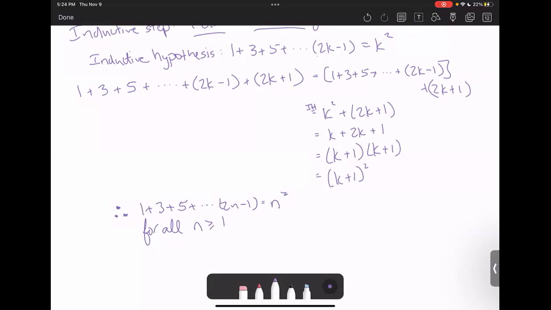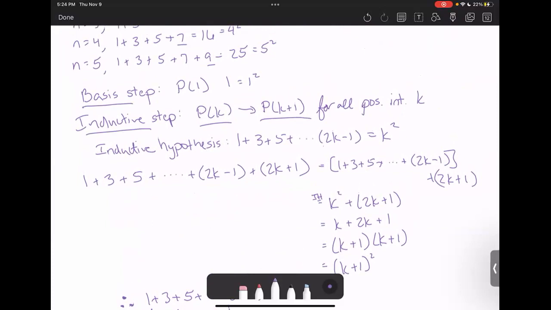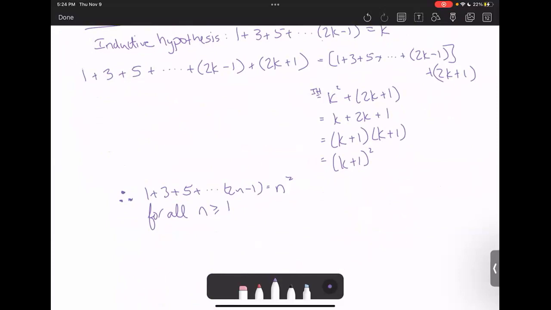So you start with your basis step, then you have your inductive step, and then you state your conclusion. All right, so that's going to be the end of this video for now. I'll have another one where we work through an example or two.